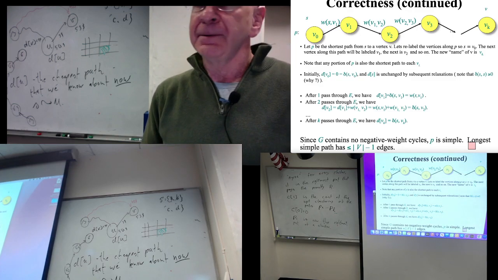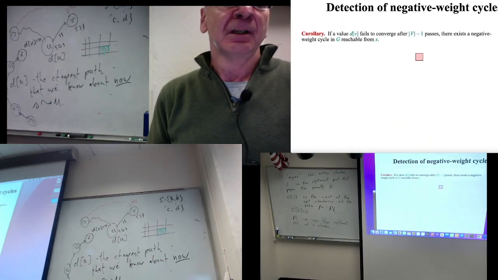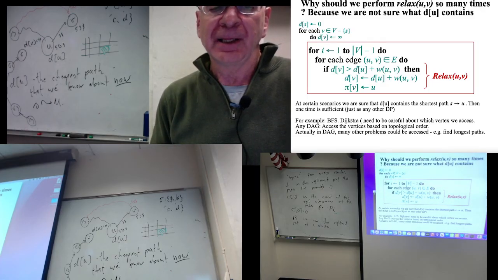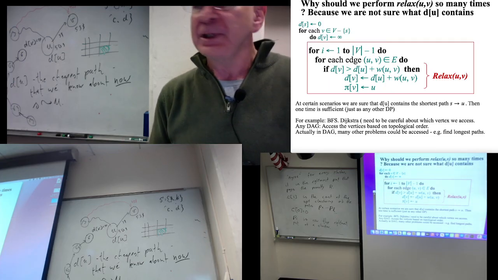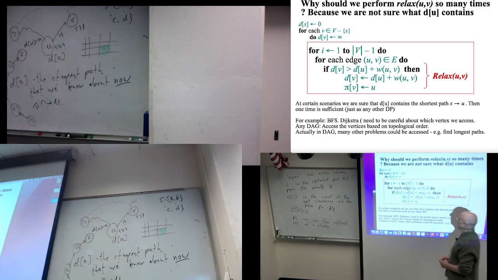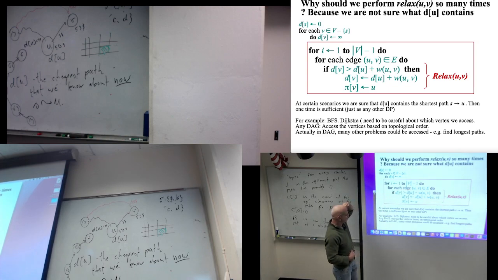Cool with everybody? So that's why Bellman-Ford works. Now, here I'm really meditating on the relax operation. Why do I do the relaxing so many times? Again, because I'm not sure that D of U knows its correct value when I access it the first time. After I access it n times using this trick, I will know.